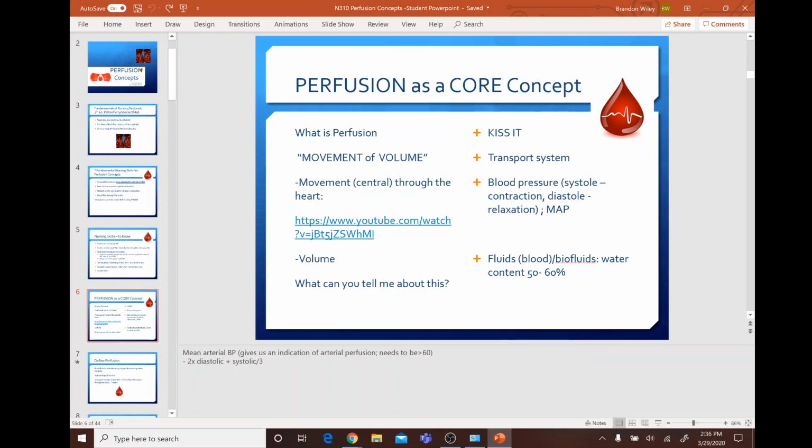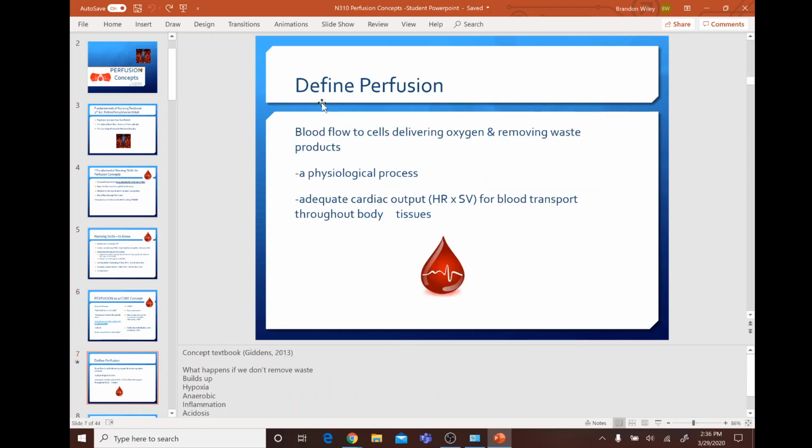Transport system, blood pressure, systole. That's contraction, and diastole is relaxation. Then you have MAP. It gives us an indication of arterial perfusion. It needs to be greater than 60. To calculate that, you're going to take the diastolic pressure from vessel relaxation, multiply that times 2, and then add that to our systolic pressure, and then divide that total number over 3, and that's your MAP. Okay? So perfusion, a better definition, is blood flow to cells delivering oxygen or moving waste products.